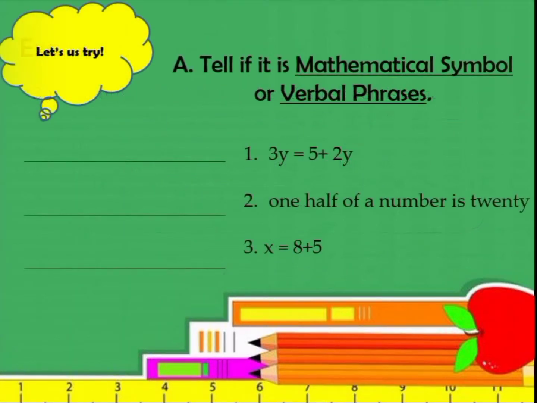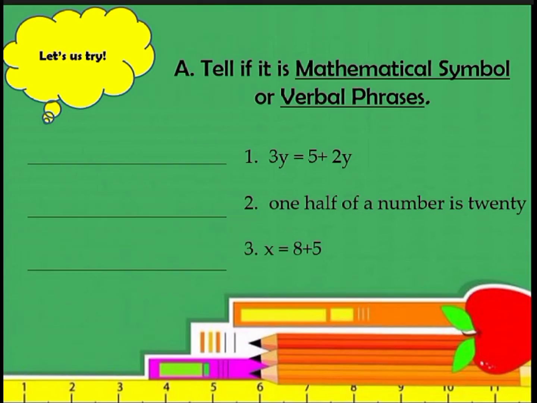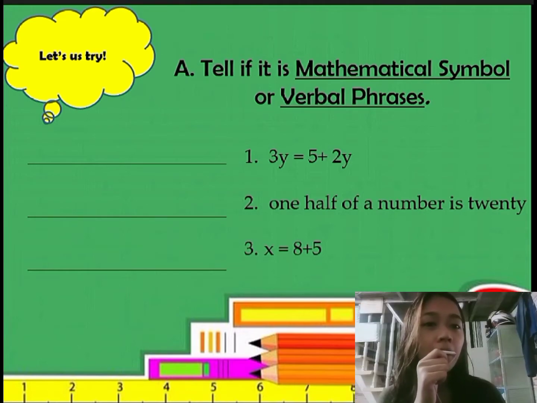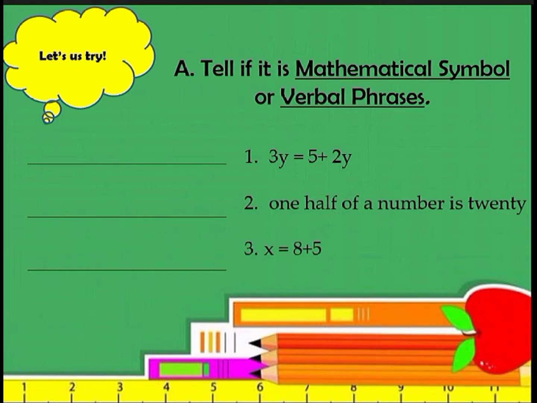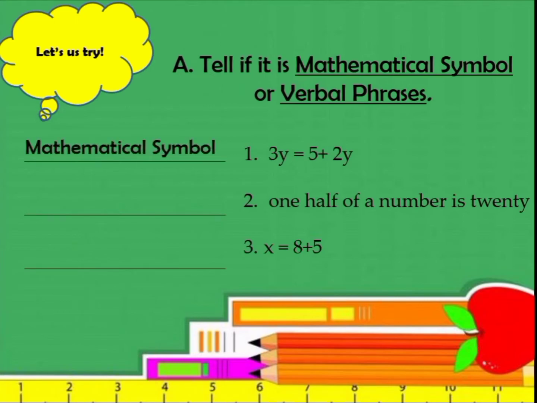So, for you to test if talagang natutunan or naintindihan ninyo ang ating lesson for today, let us try to answer this. Letter A, it says tell if it is mathematical symbol or verbal phrases. Number 1 is 3y is equal to 5 plus 2y. Who can answer? Mathematical symbols, ma'am. So, let us see. Very good, Shaira. It's a mathematical symbol.